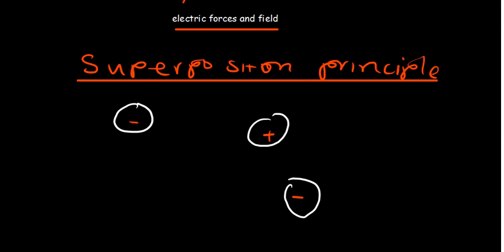We know that this one is going to be attracted by that force. This one is going to be attracted by that force. So where is going to be our net electric force? Since we are considering this as a vector, our net electric field is going to be in that direction. So that will be our net electric field. It will go in that direction.